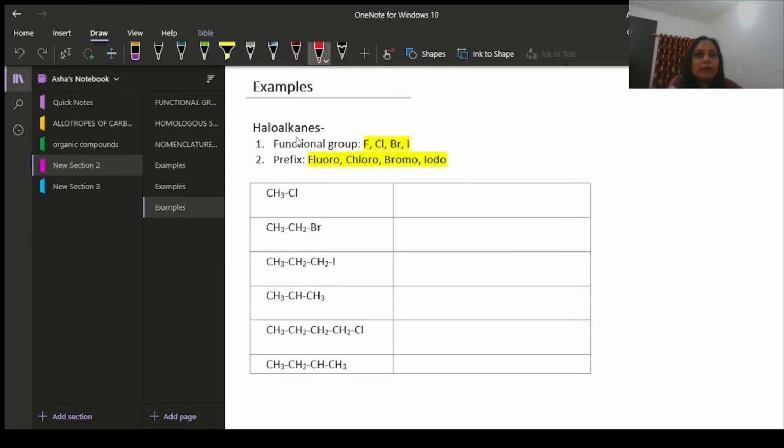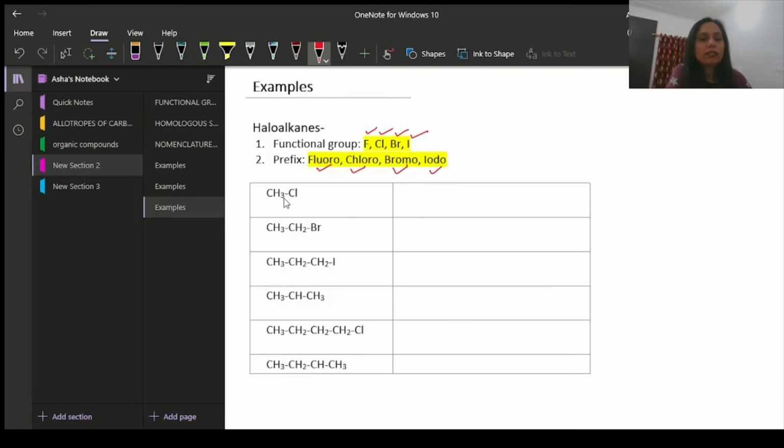Now the other example is from haloalkanes. Haloalkane is also a functional group. How can you identify it? Either there will be a presence of fluorine atom F, or chlorine atom Cl, or bromine atom Br, or iodine, that is I. If they are present, you will have to attach the prefix, that is, in the beginning of the name you will have to attach, okay. So if it is F, that is fluorine is there, you will write fluoro. If it is chlorine, you will write chloro. If there is a bromine, you will write bromo. If there is I, you will write iodo, okay.